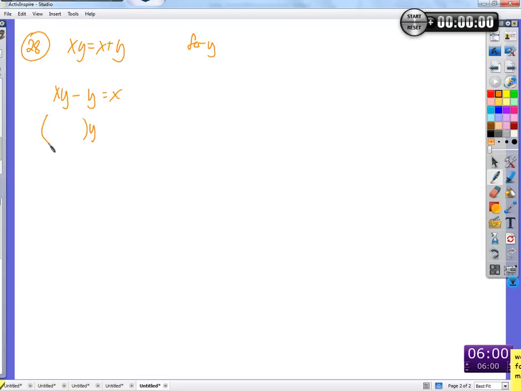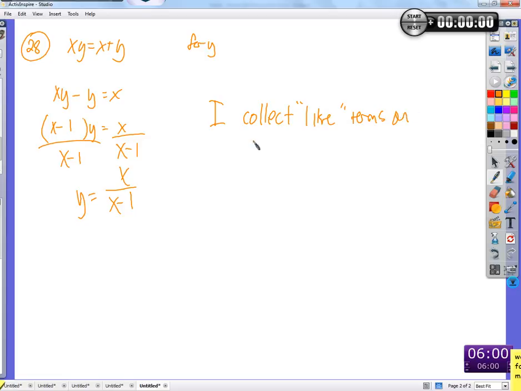1 minus x? I think that's close. If we do x minus 1, then we get a positive, yeah. So let's just back that up one little step with x minus 1. That way y times x is xy. Y times negative 1 is negative y. And divide by x minus 1. So you're always going to collect like terms on one side.